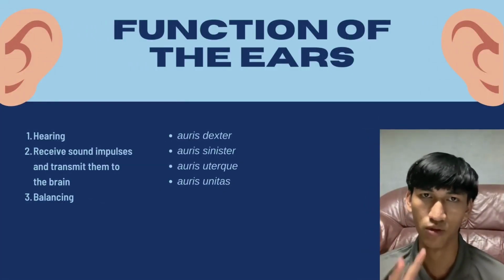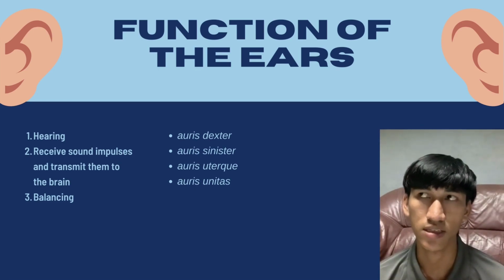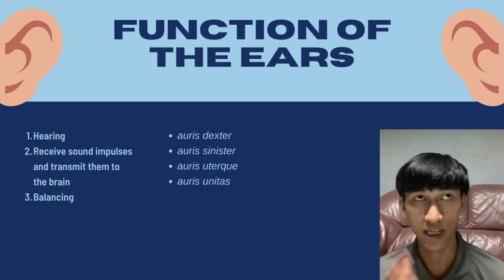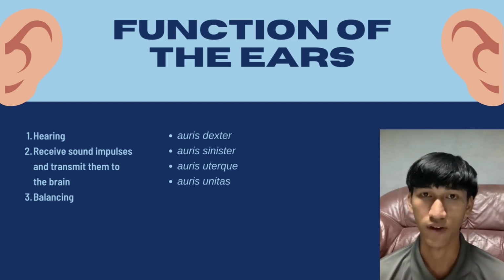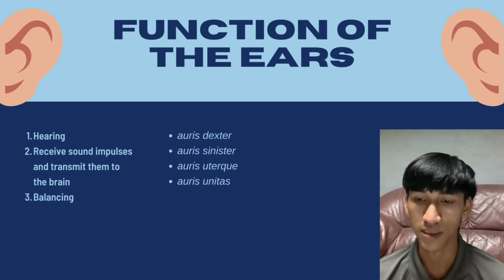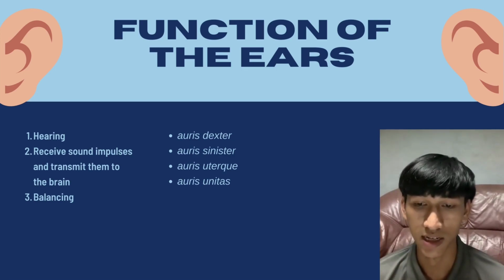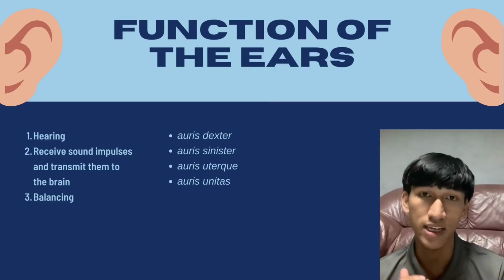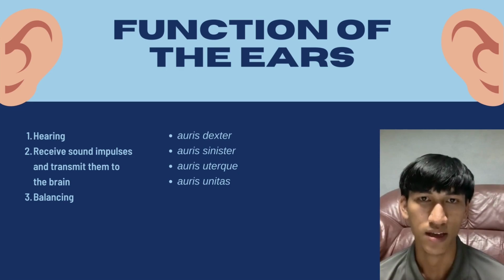Basically, our ears have two main functions, which are hearing and balancing. The first function is hearing. When sound waves enter our ear canal, our tympanic membrane or eardrum will vibrate. The vibration passes to the three tiny bones, the ossicles, in our middle ear. The ossicles amplify and transmit the sound waves to our inner ear. Alright, now you know about hearing.